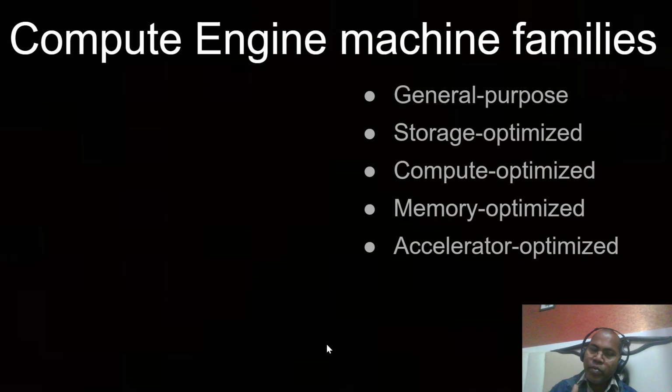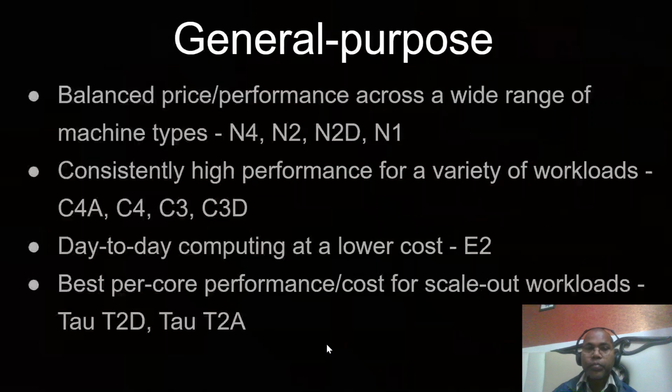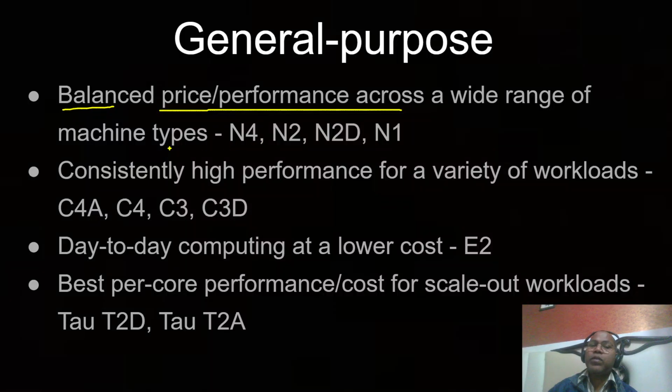Okay, the different permutation combinations, you can talk series wise, N1, N2, N3, or just use case wise. This is the use case. So for this, what kind of memory series we have, and you can select. If you talk general purpose, the machine types are basically a balance of performance versus price across a wide range of machine types, maybe N4, N2, N2D, N1, different series.